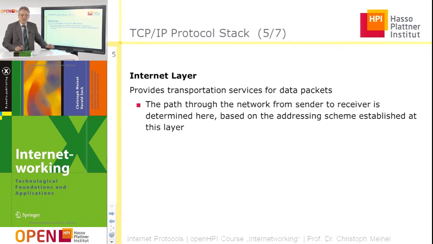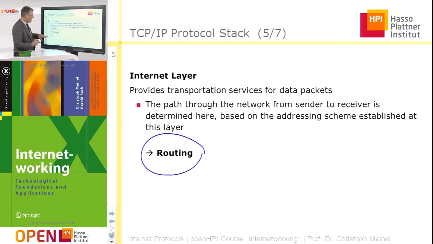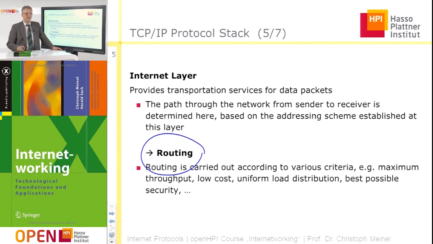There is an addressing scheme provided. The addressing is done here. The internet address, the IP address, is part of the internet protocol and is established in this layer. And then there is a very important task of routing. That is the transport through the different interconnected networks from the sender to the receiver.